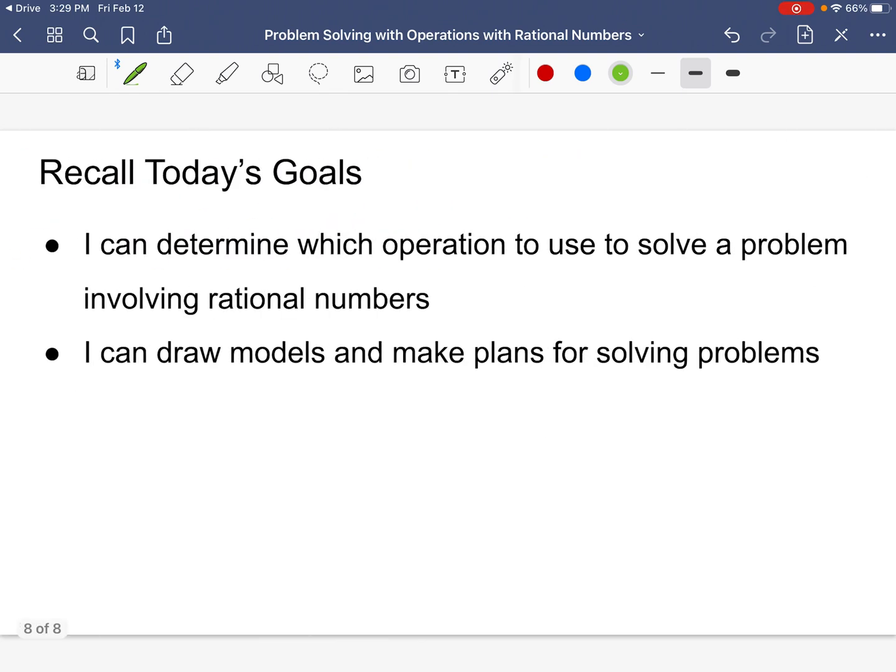And today you saw some ideas for determining which operation to use, and you saw that I drew models, I made plans for solving problems, I checked for reasonableness, and I always wrote my units. And that's the end of today's lesson.